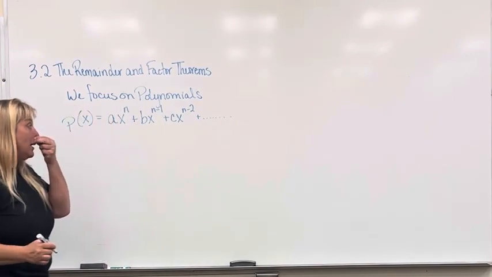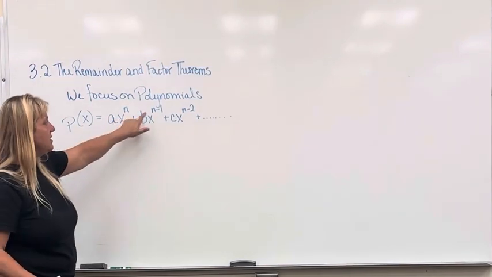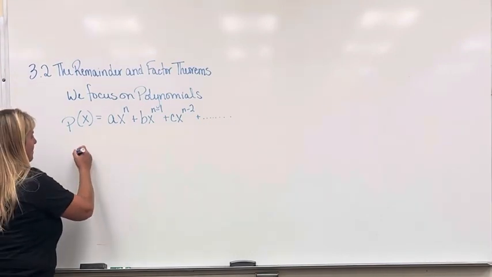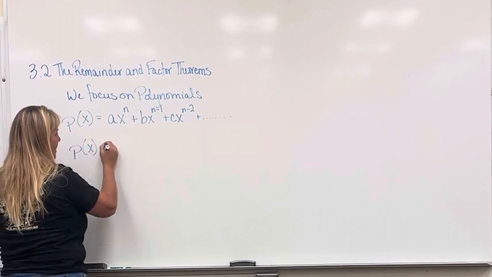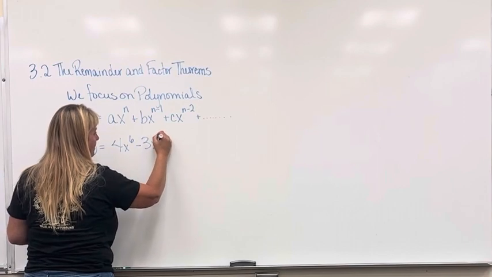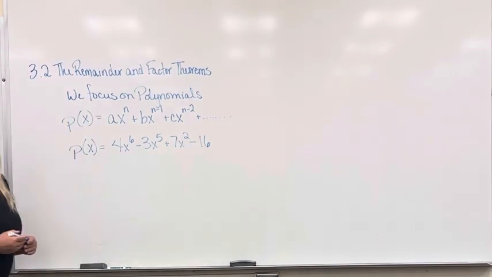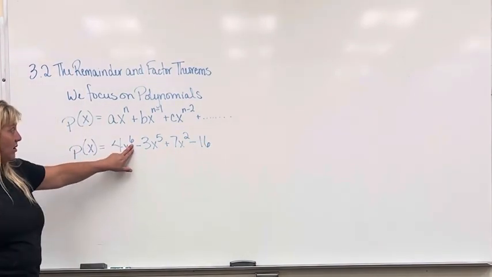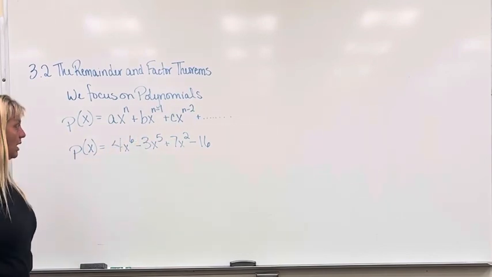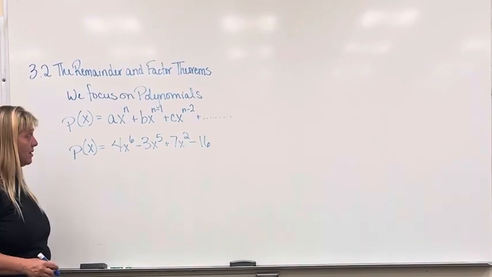Okay, so polynomials, a quadratic is most definitely a polynomial, but it doesn't need to be. As long as the n is a whole number, then you have a polynomial. So we might see something along the lines of P of x equals 4x to the 6th minus 3x to the 5th plus 7x squared minus 16. Not only is this a higher degree or a higher exponent than the 2, so it's definitely a higher order polynomial, it's also missing parts, and that's perfectly okay. It can be missing parts.